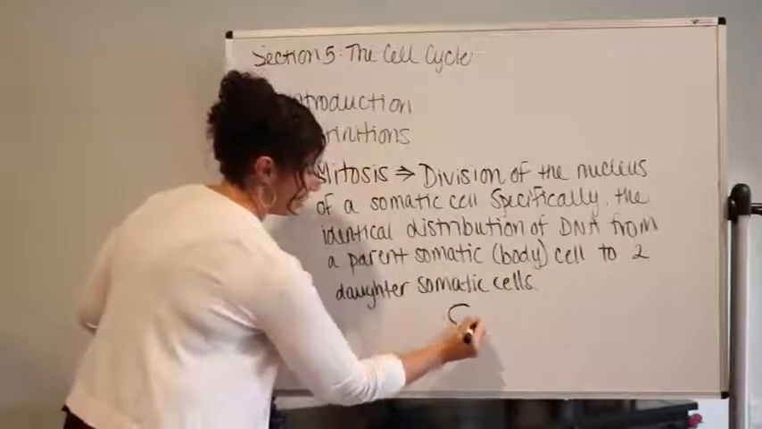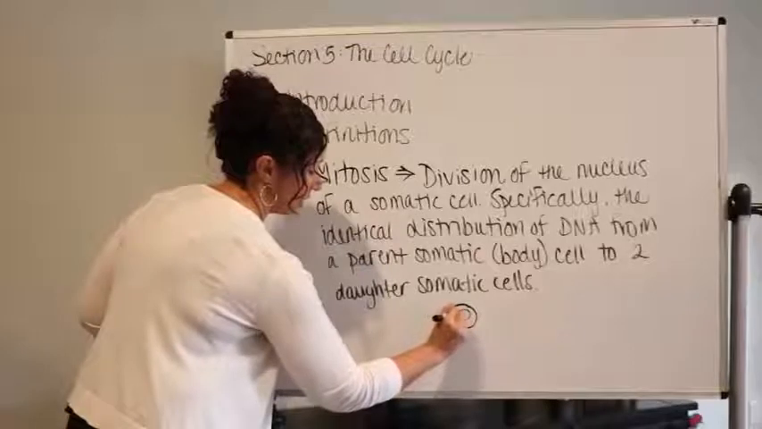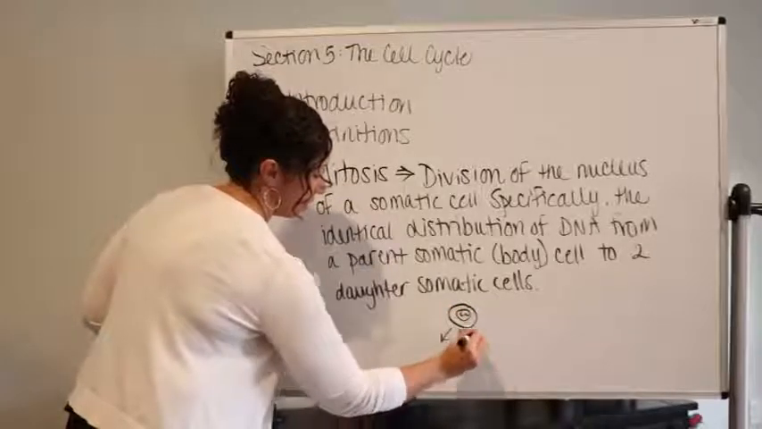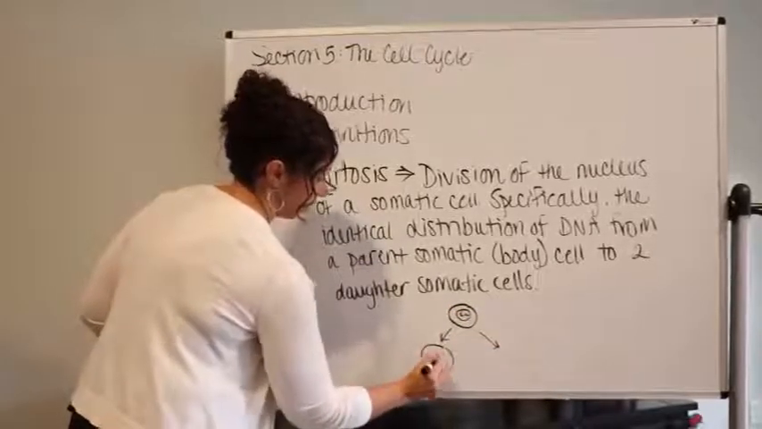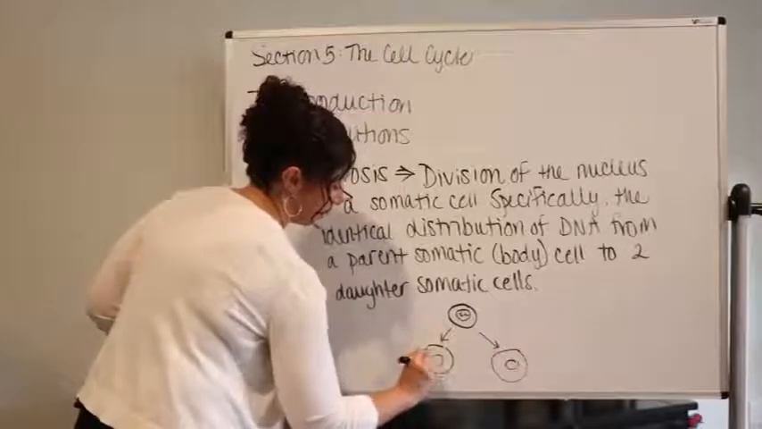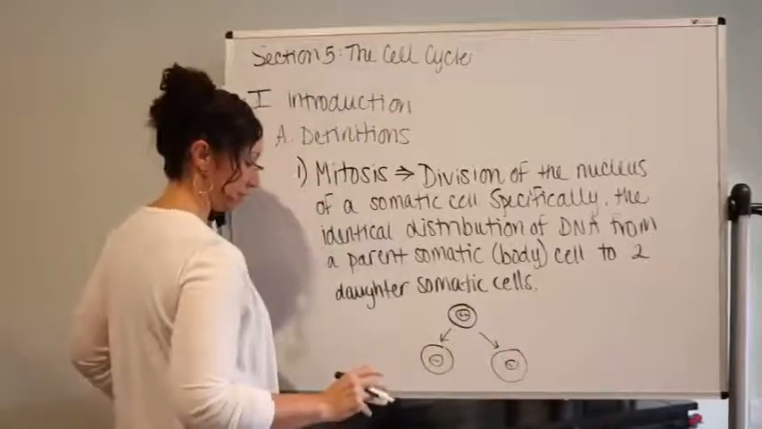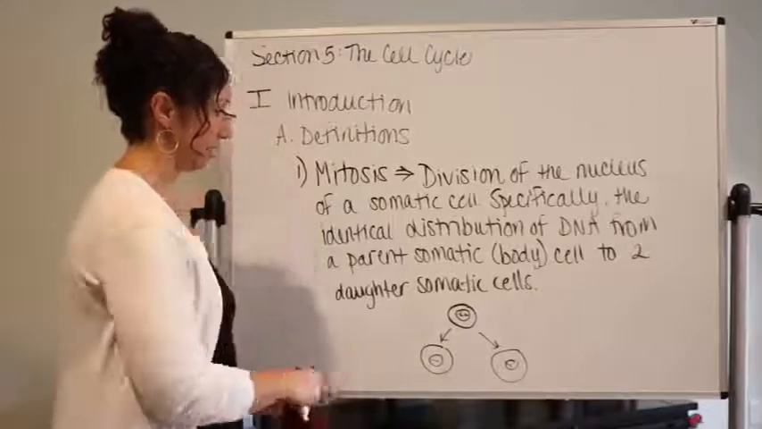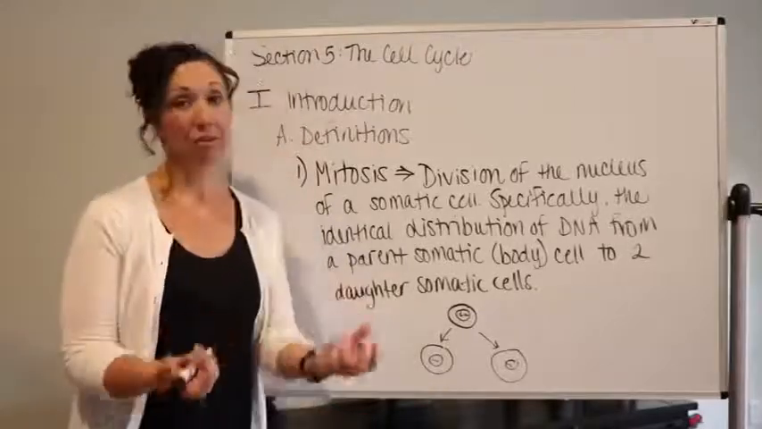So what that would look like, you would have your one cell with its nucleus and its DNA. It would get split into two identical cells. And they all have copies of the DNA. So we're going to talk about all that. So one cell literally becoming two.